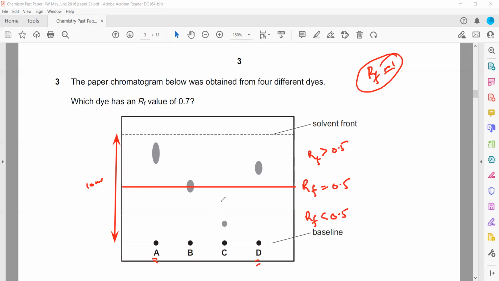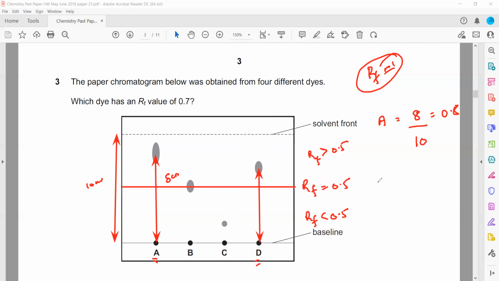C is below the halfway line, it means it will have an RF value less than 0.5. So you can use your ruler scale to measure the distance from the origin to the spot. Say this was 8 centimeter. If I want to calculate the RF value of A, the distance moved by the spot is 8, divided by the distance moved by the solvent, which is 10. So that is 0.8.